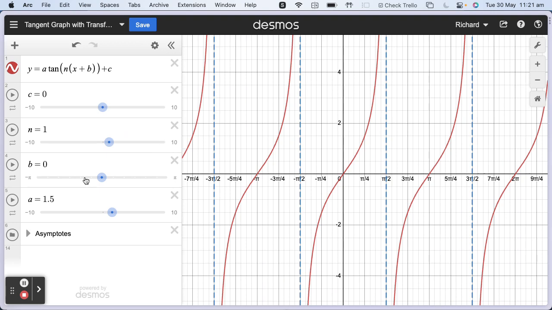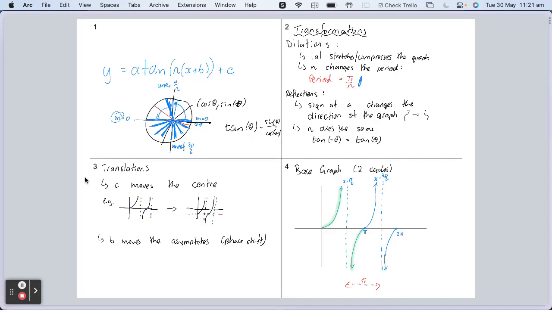Okay, that is how dilations work. The main thing is working out that period. Any questions?